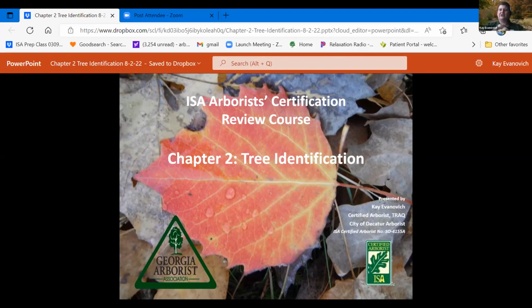We're going to go ahead and try and get on with this tree identification chapter 2 section, and then we'll come back to Rob. So here we go without further ado.